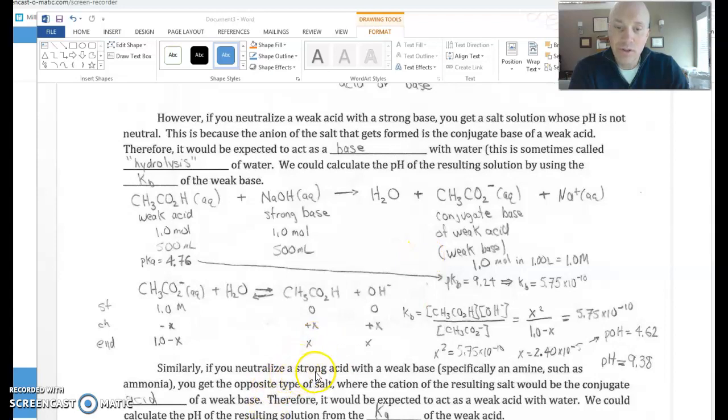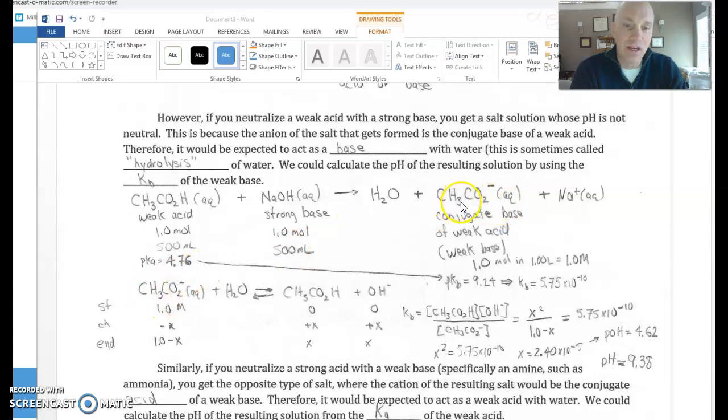So before moving on to the example of neutralizing a strong acid with a weak base, I want to point out a little bit of vocabulary. Whenever you have situations where, after the neutralization, the ions present in the neutralized solution can act as either an acid or a base, what we consider to occur is the hydrolysis of water.